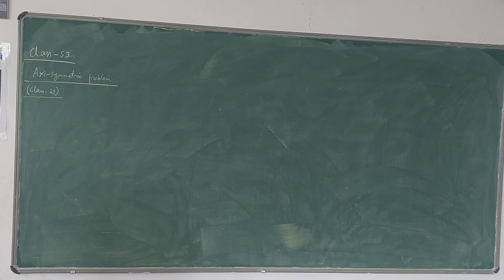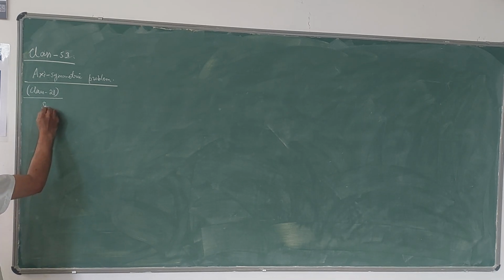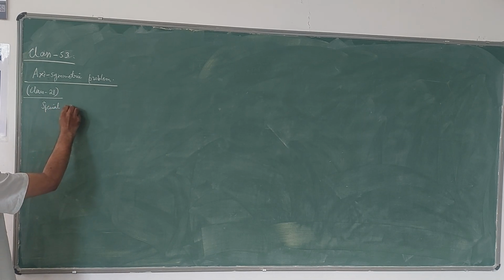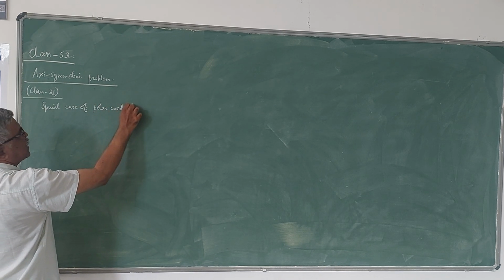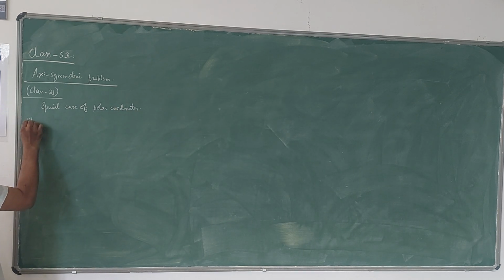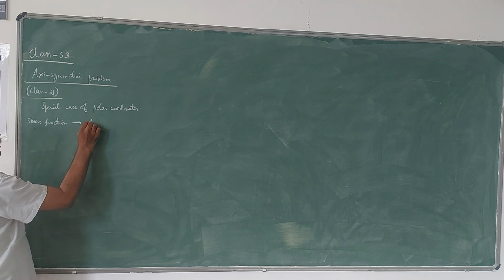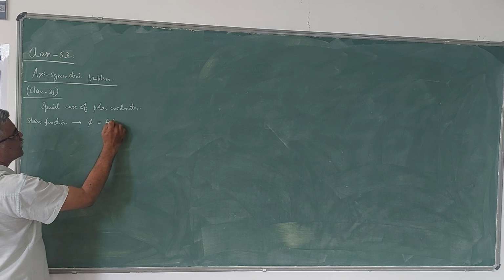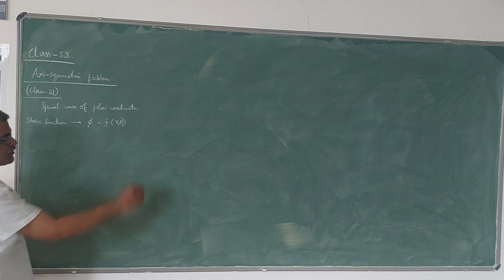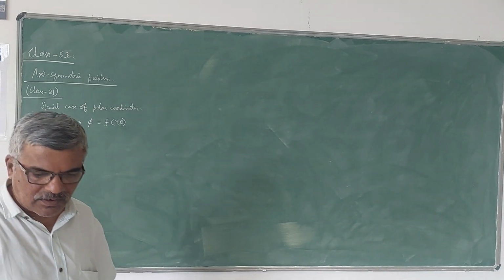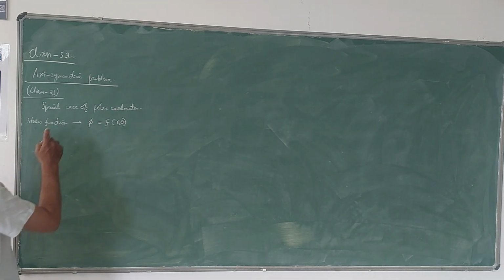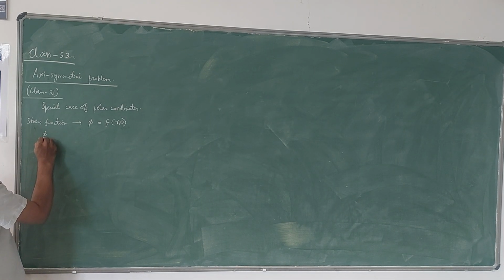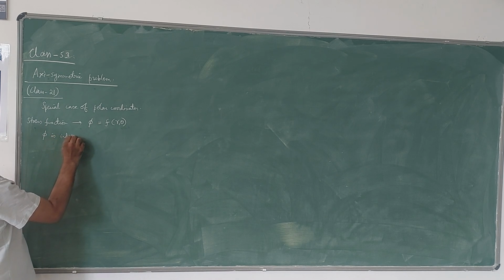Yes. So the axi-symmetric problem is a special case of the polar coordinates problem. In polar coordinates, the stress function, Airy stress function phi, is normally a function of r and theta. In the case of Cartesian coordinates, phi is a function of x and y. Correct? So, in an axi-symmetric problem, phi is independent of theta.